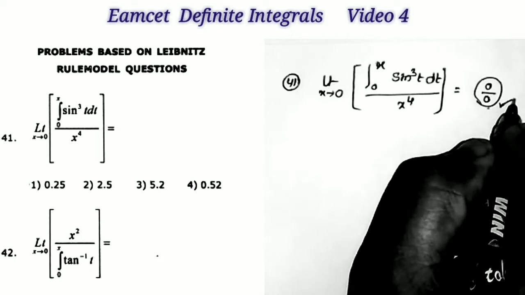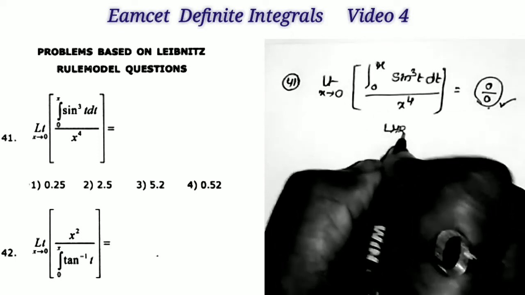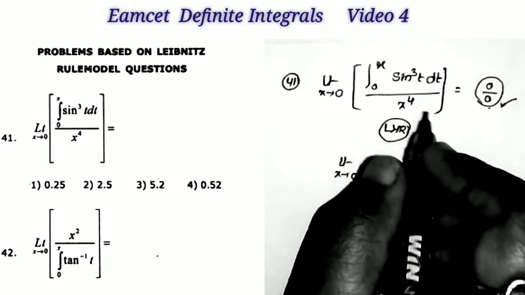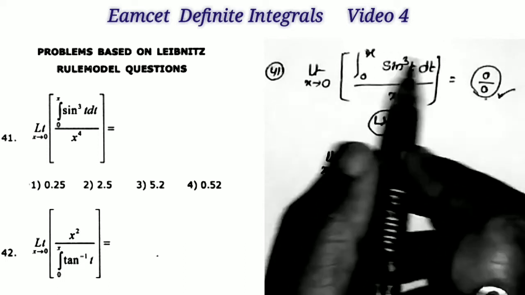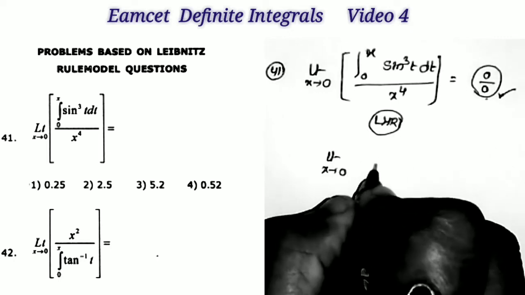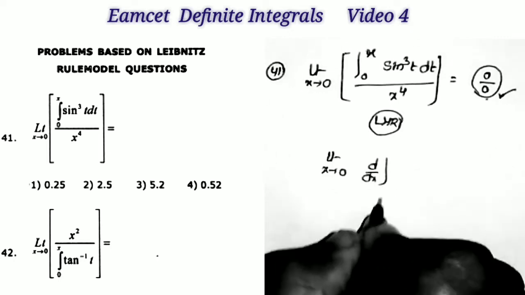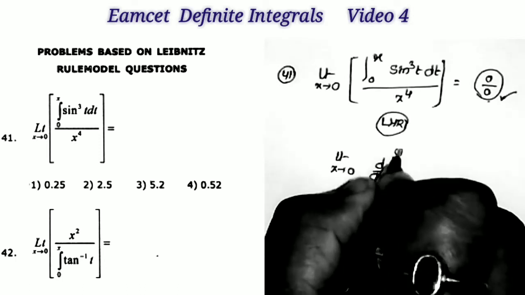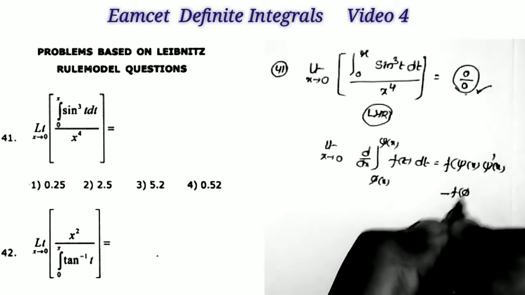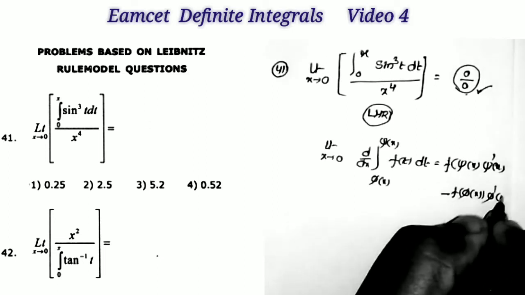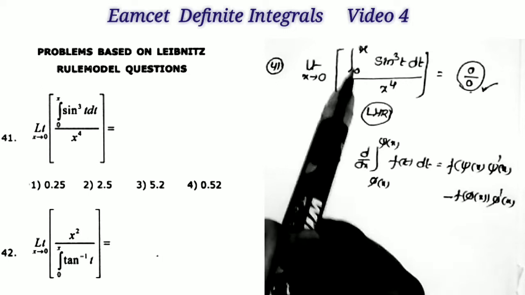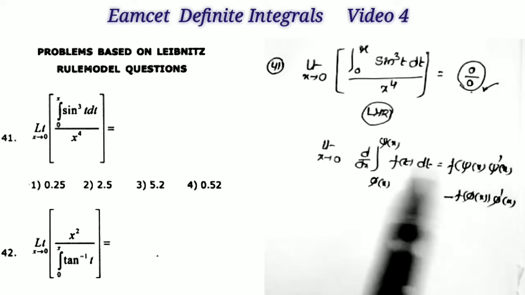So it returns a value 0 by 0, that is applying the L'Hospital rule. What is the L'Hospital rule? Limit x tends to 0, derivative of f dash of x by g dash of x. Okay? So to apply the derivative to the numerator value, we have one particular formula, that is Leibniz rule. That Leibniz rule formula is equals to d by dx of integral phi of x to psi of x f of t dt is equals to f of psi of x into psi dash of x minus f of phi of x into phi dash of x. So this is the formula for finding the derivative of the integration part here.